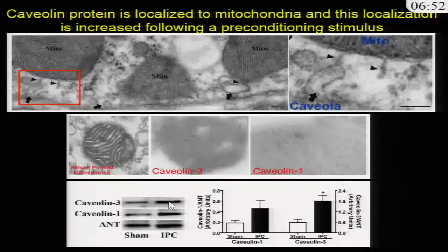We see an increase after a preconditioning stimulus, an increase in caveolin protein migrating into the mitochondrial substructure. With gold labeling, we can identify caveolin expression in a variety of mitochondrial membrane systems, not only in the outer membrane, but also in the inner mitochondrial membrane as well.